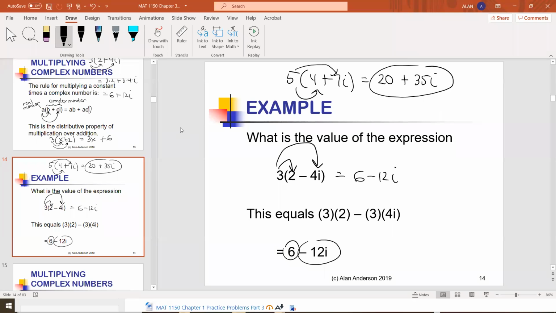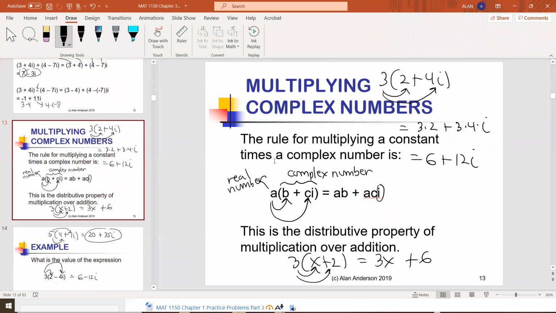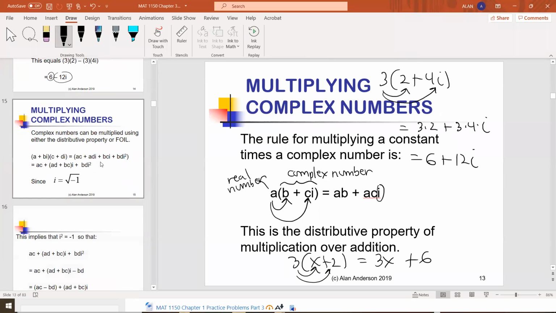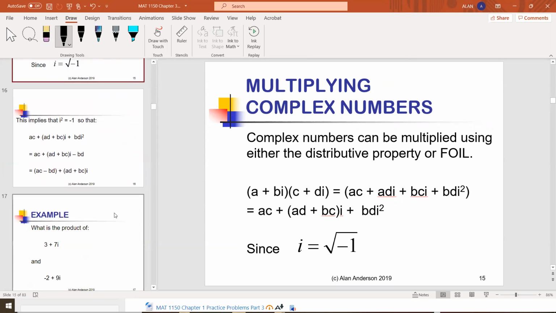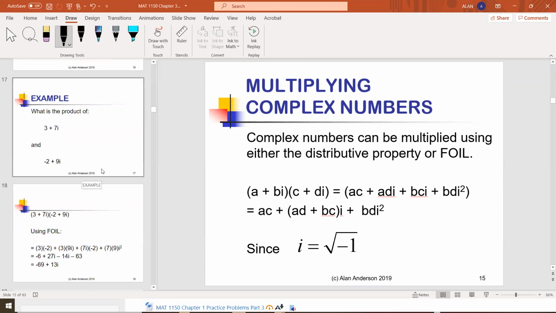All right. Now, what if instead of multiplying a real constant times a complex number, I now need to multiply, oh my God, two complex numbers. Now we're going to use FOIL. Now, this all looks terribly scary. You know what I think we should do? Why don't we just skip directly to an example so you can see how it's not that bad.